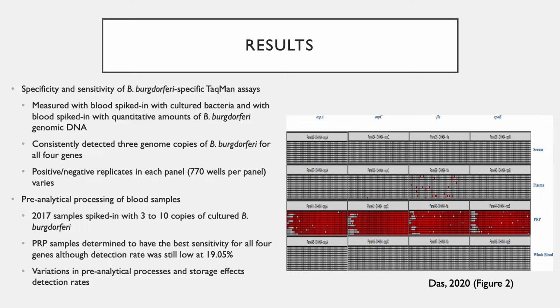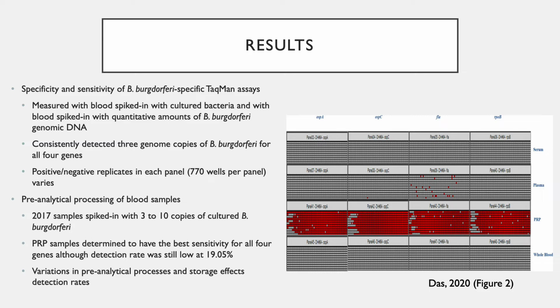There were some variations in the positive and negative replicates in each panel, and they concluded that these variations were likely due to the qualitative nature of the assay, but since they were basing this study on its ability to detect the 4 genes, they were less concerned about the variation that they observed.